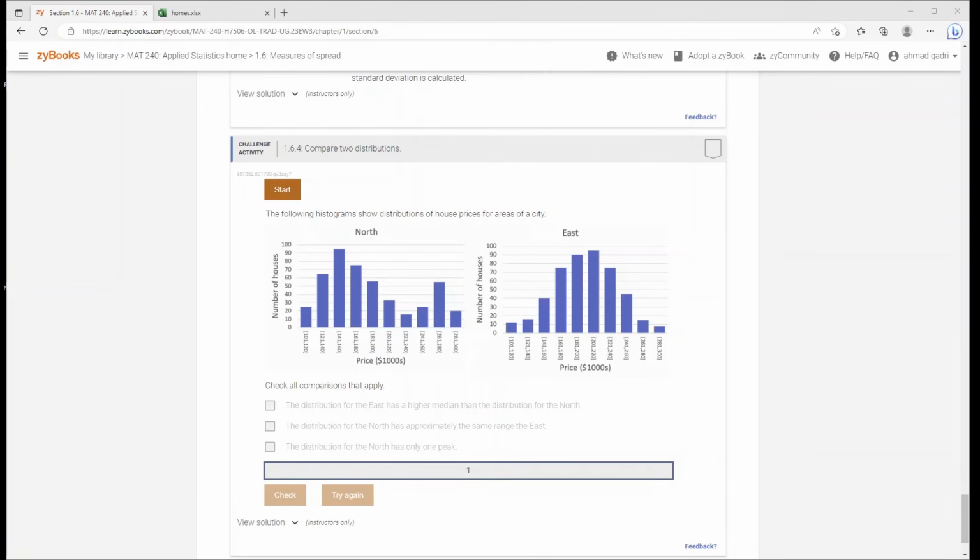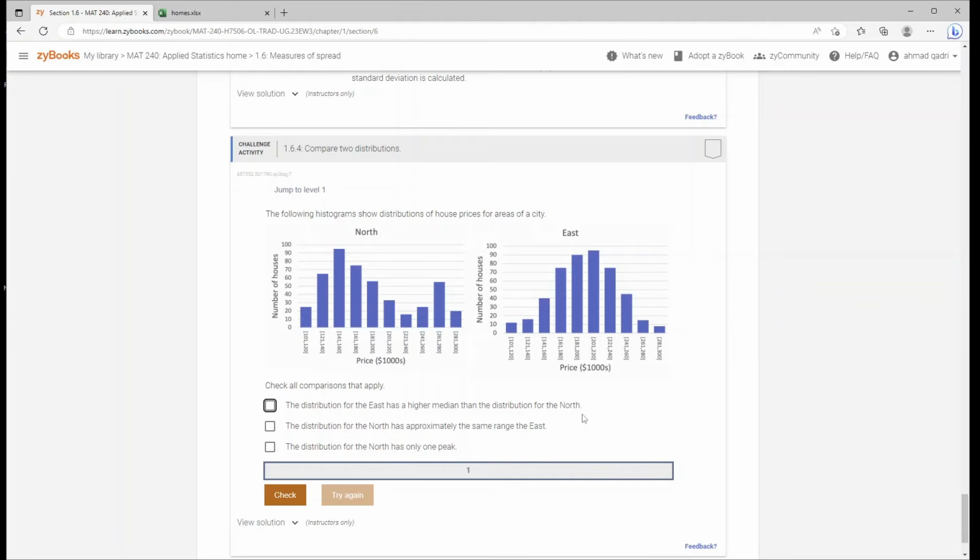This is challenge activity 1.6.4, and this is about comparing 2 distributions. The question is, the following histograms show distributions of house prices for areas of a city. You have the north side of the city and the east side of the city. The question is, check all comparisons that apply. Let's go through them one by one. The distribution for the east has a higher median than the distribution for the north.